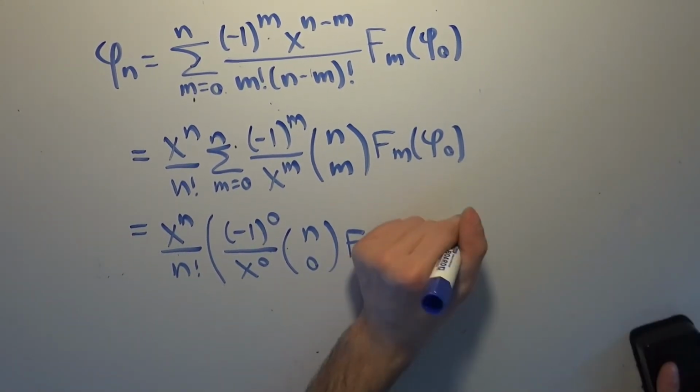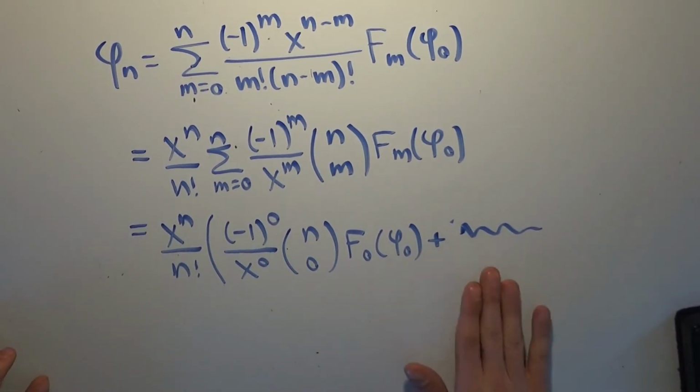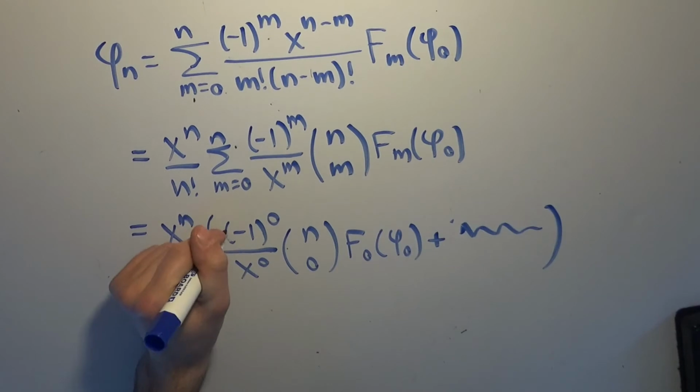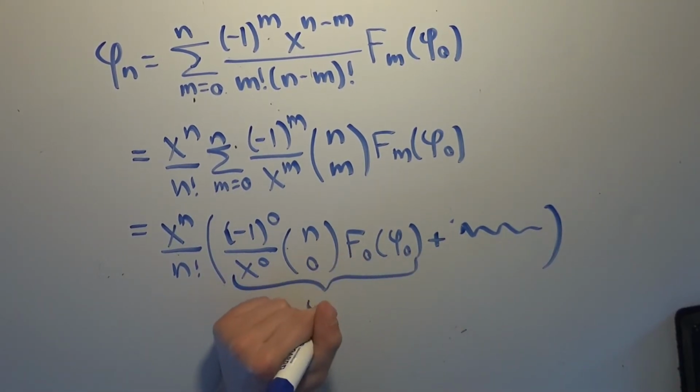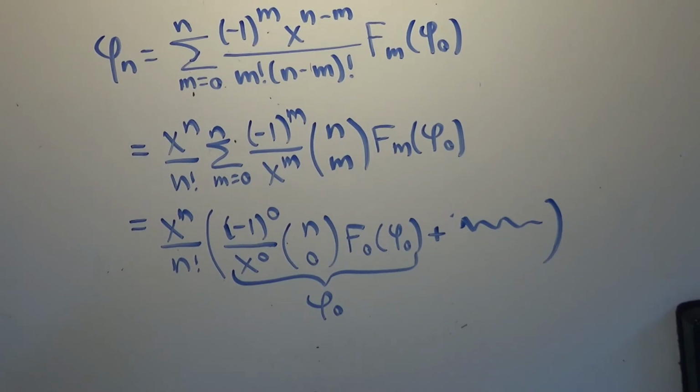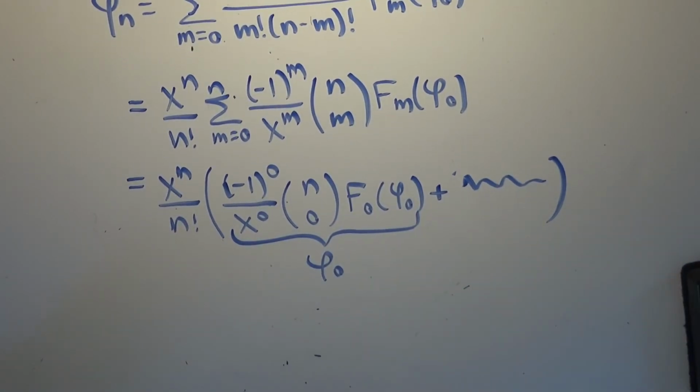So the rest of the stuff, I don't want to rewrite it. So it's just every other term from 1 to n. But importantly, -1 to the 0 is 1, x to the 0 is 1, n choose 0 is 1, and the function, big F sub 0, is just the function x, and we are plugging f inverse into the function x, which means this whole expression here is again just the inverse of little f that we are calling phi. But that still leaves the rest of the sum left over.